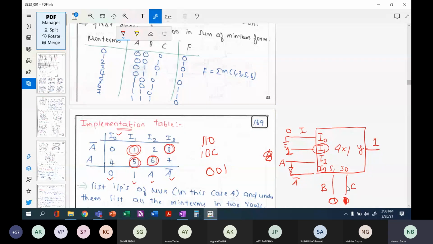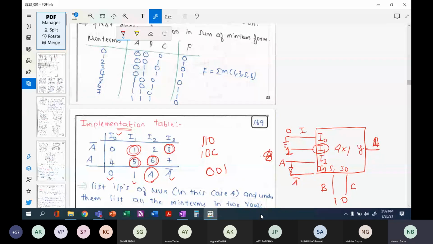Did I do a mistake? Yes, I think in the previous example I did a mistake. If it is 1, 0, we want 110 only, right? If it is 10, then I2 is selected. So A will be the output here. What is the A value here? It is 1 here. So you get a 1 at the output.